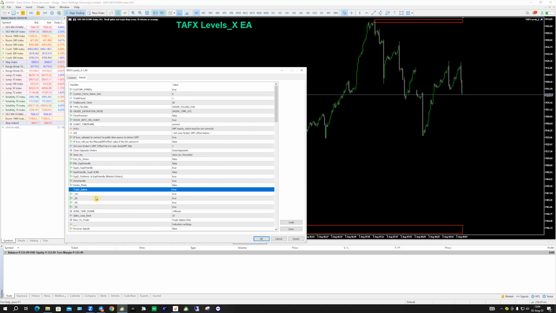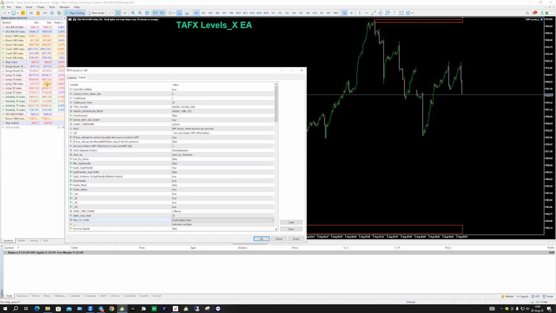So you can see we have the vector 3D, 4G as usual, all right? And you can see bars to trade. You can say trade spikes only, or you can trade a full mode. Full mode means that you can trade the spikes and against the spikes. But if we select here trade spikes only, it will be catching only spikes.